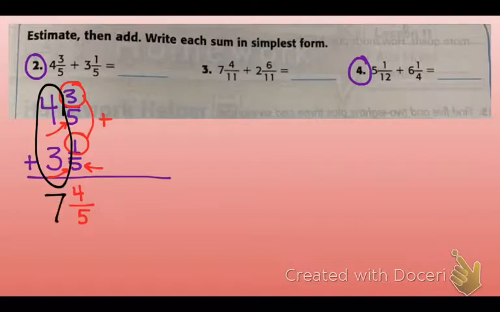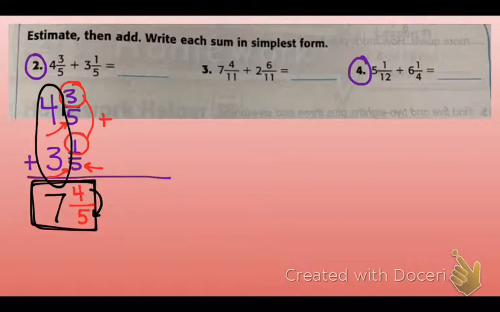So 7 and 4/5. Can I simplify 4/5? Well, if you have my notes memorized, you know you can't simplify this number because the number on top is 1 less than the number on the bottom. So 7 and 4/5 it is. Hopefully you got 7 and 4/5. If not, you see your error if you made one.